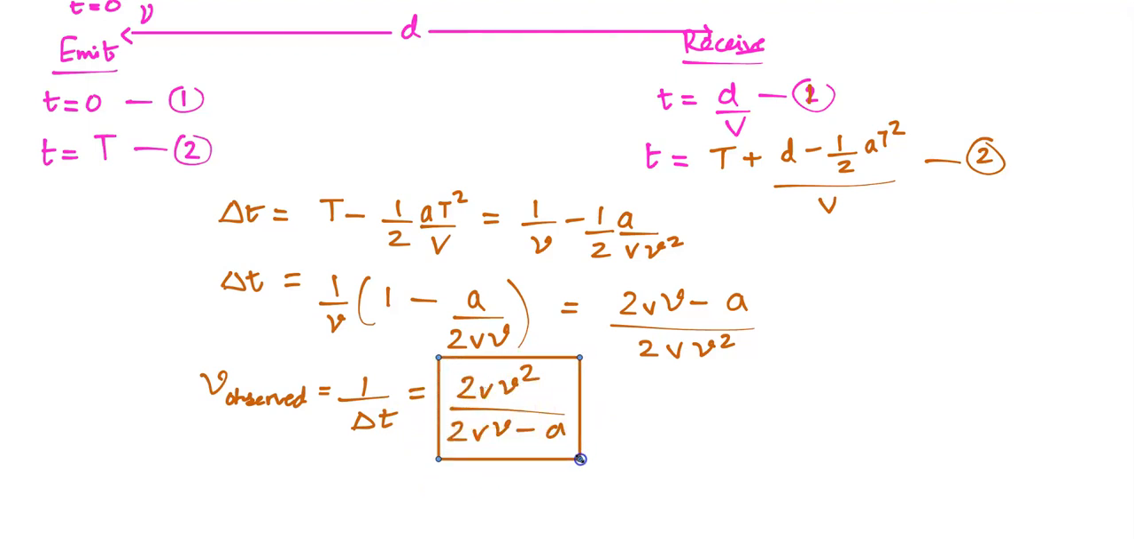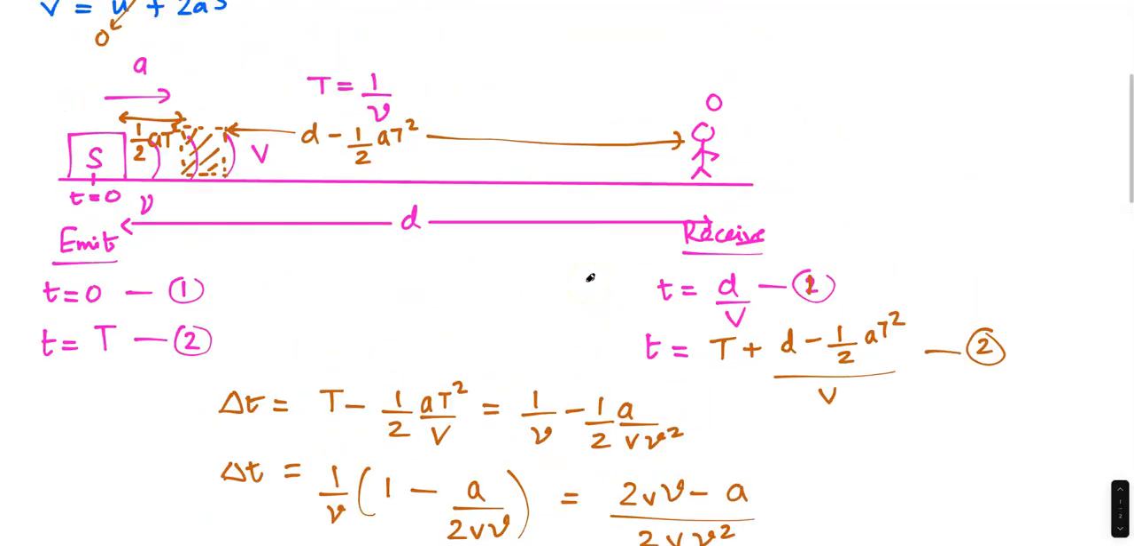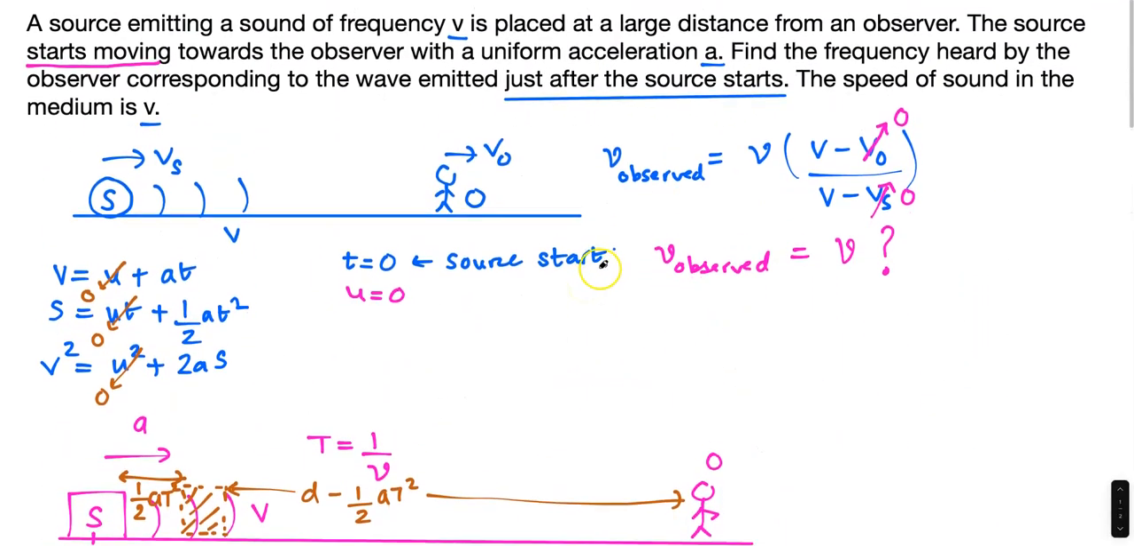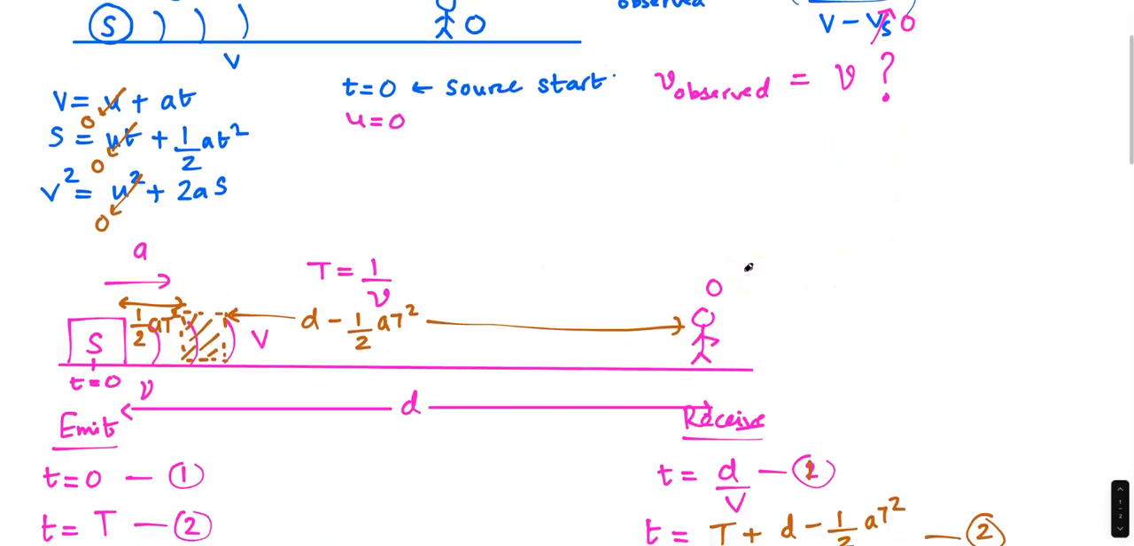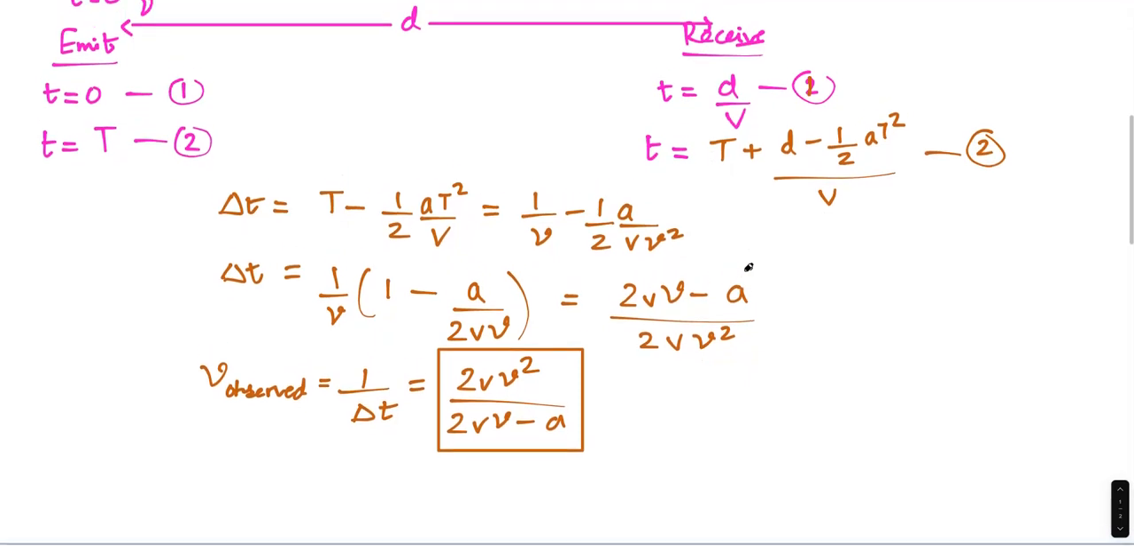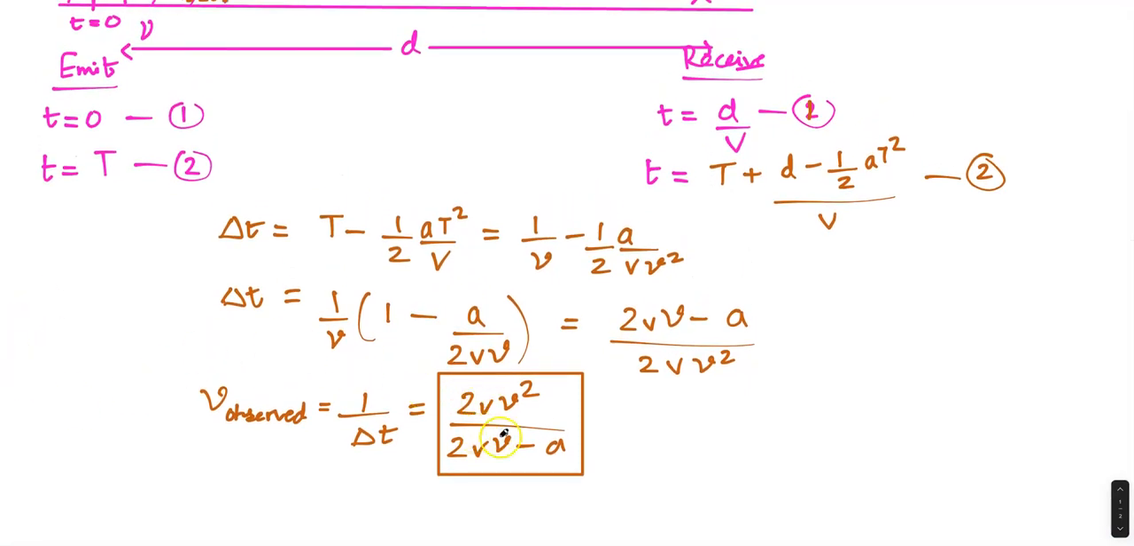And this is the answer, right? So now this is great. Okay, we learned something new, right? We started off by using the standard expression for the Doppler effect, and we got an answer of nu. And now we started from first principles and we got an answer 2v nu squared divided by 2v nu minus a. So what exactly went wrong?